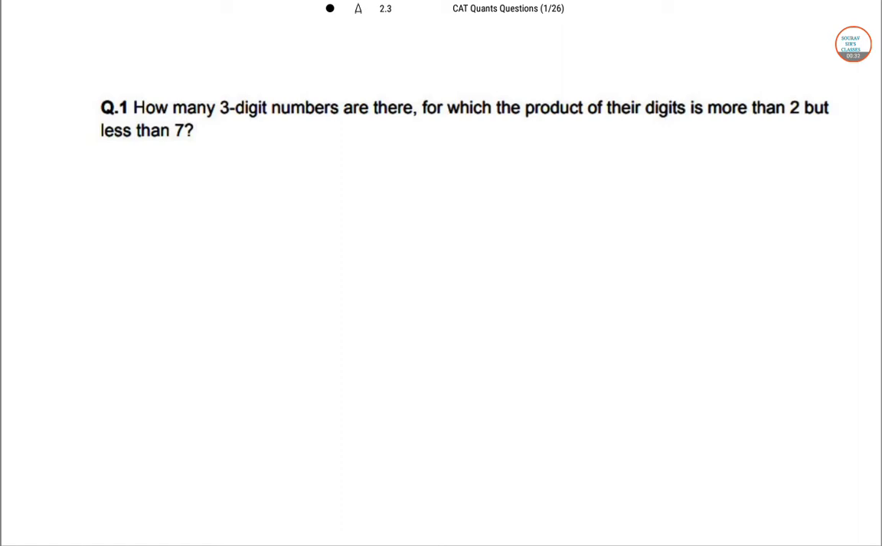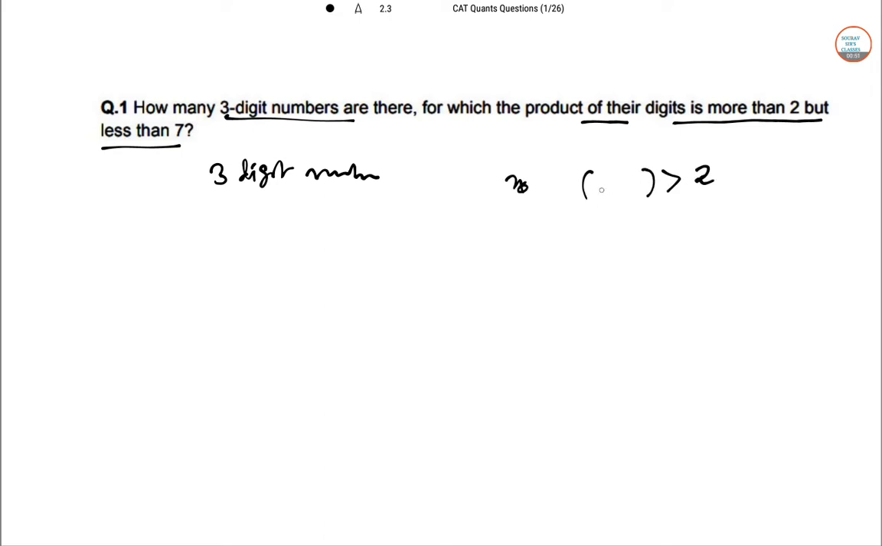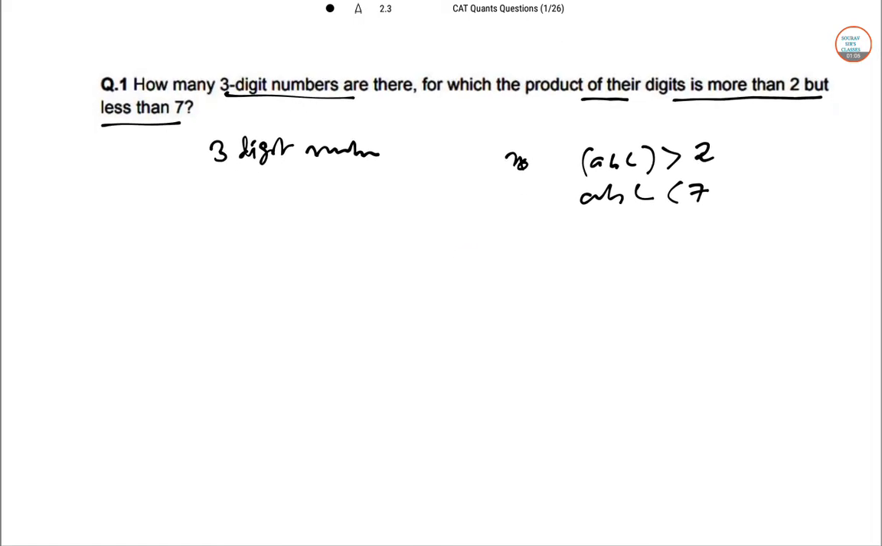So let's start. How many 3-digit numbers are there for which the product of the digits is more than 2 but less than 7? So we are talking about 3-digit numbers ABC, where the product of the digits should be more than 2 and less than 7. Hence the possible numbers are as follows.